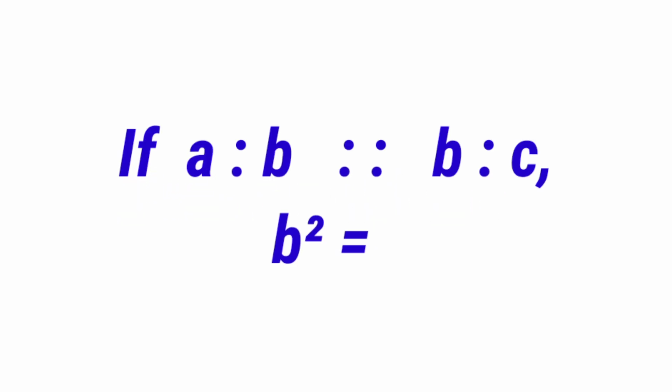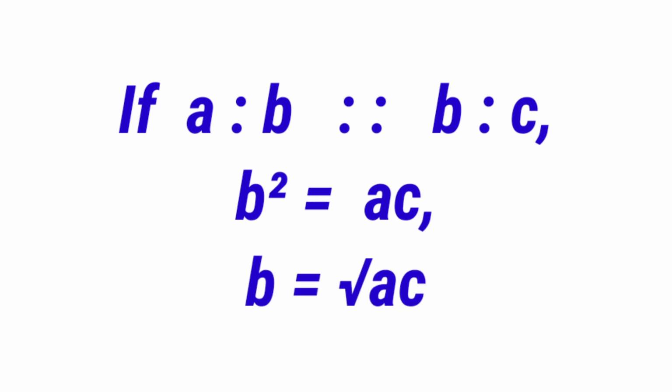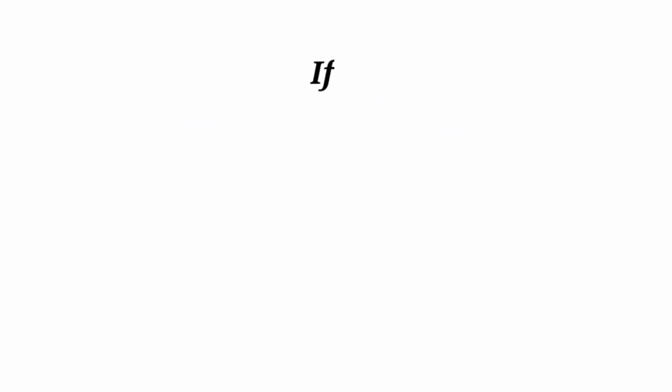Sometimes the means come same. A is to B as B is to C. Here B is same. B into B is known as B square. That is AC. So B alone is under root of AC.